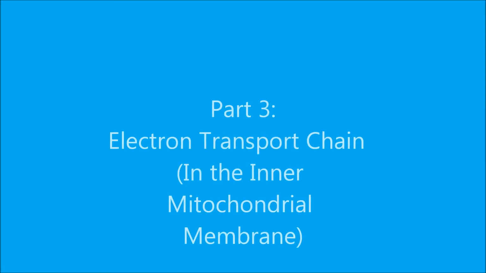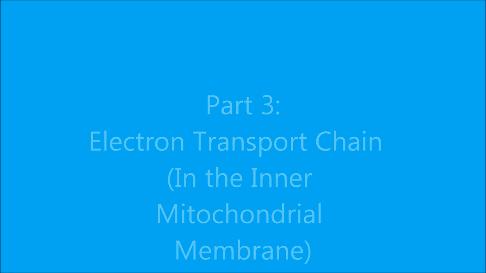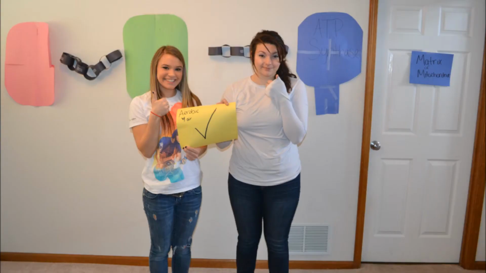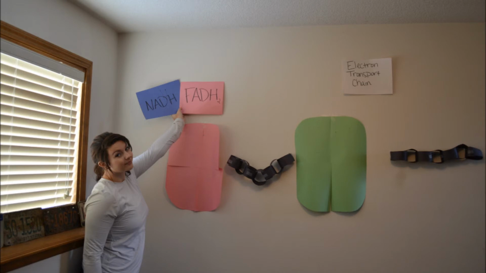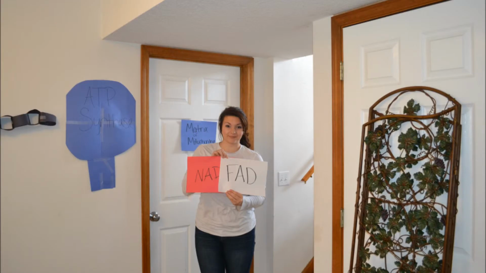Part 3, Electron Transport Chain. This process again occurs aerobically. NADH and FADH2 from the Krebs cycle drop off electrons and turn back into NAD plus and FAD, which go back to the matrix of the mitochondria to restart the Krebs cycle.